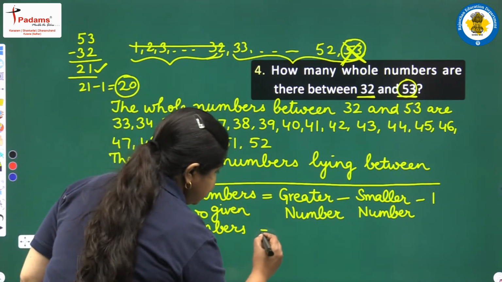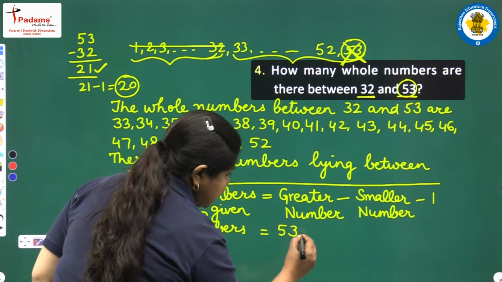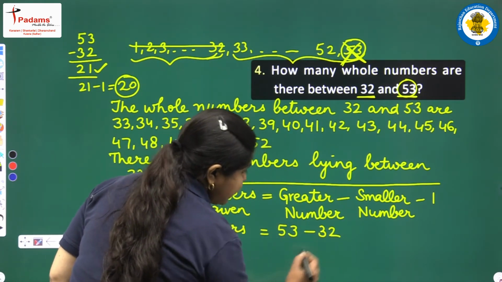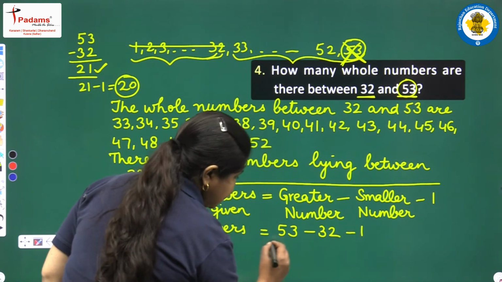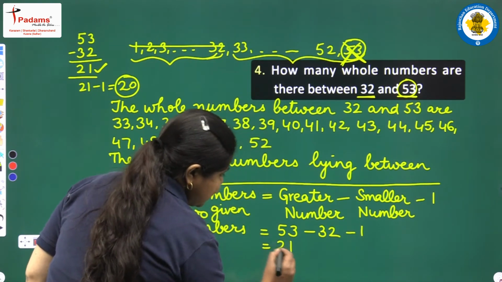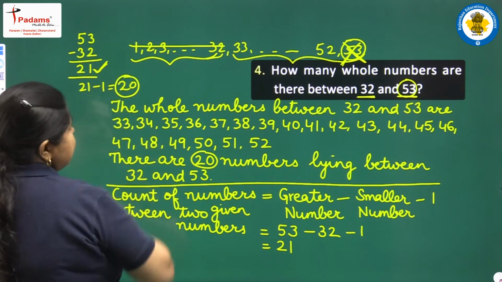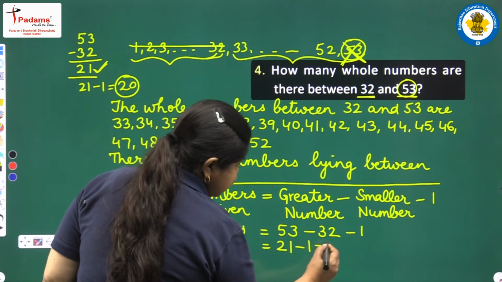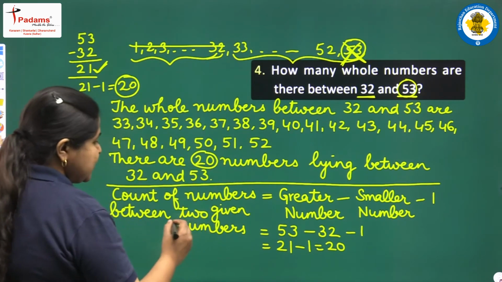So, we are subtracting 1 from the subtraction result. Let us apply it here. 53 is the greater number, minus 32 is the smaller one, and then minus 1. 53 minus 32 is 21. Minus 1, it gives us 20 numbers between 32 and 53.